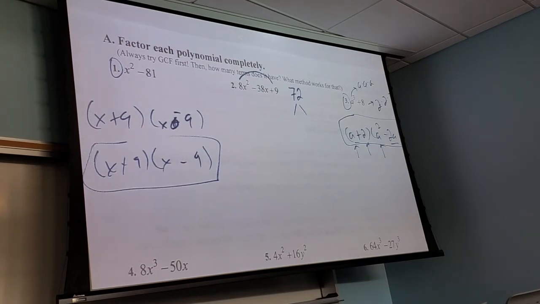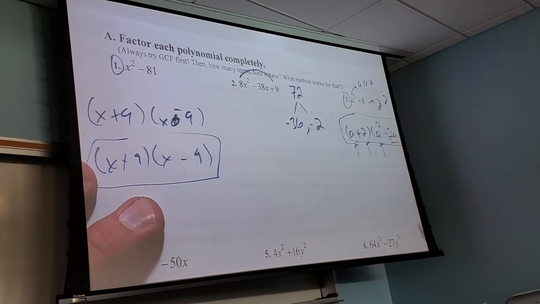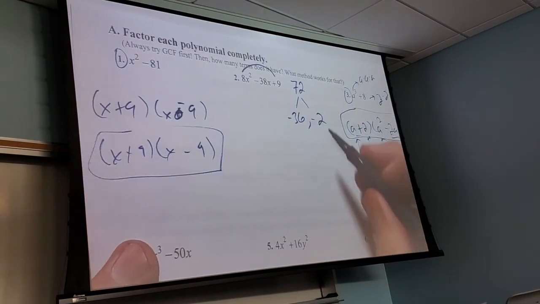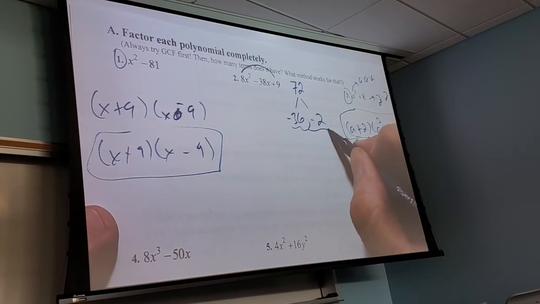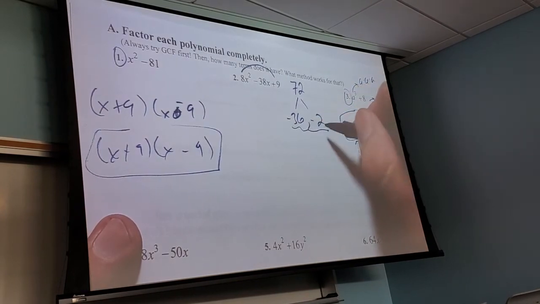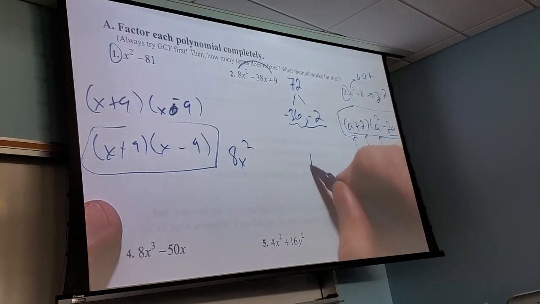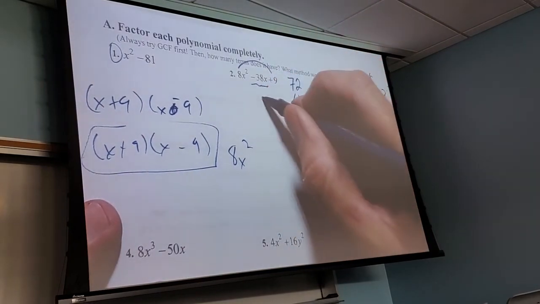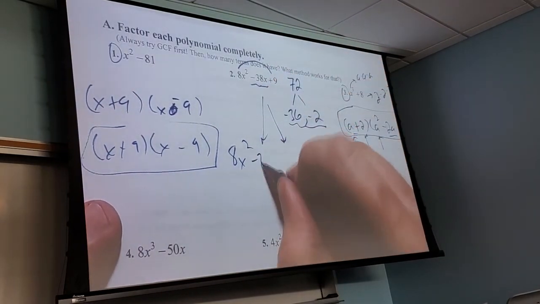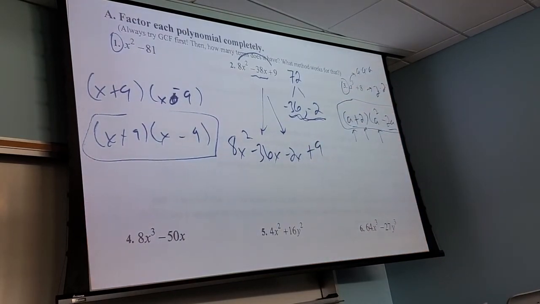Negative 36 and negative 2. Yeah, negative 36 and negative 2. I love it. So what do I do with those? How do I use these numbers? Anyone remember? I take the minus 38 and I break it up into minus 36x, minus 2x. Whatever these are, it doesn't matter who you put first.